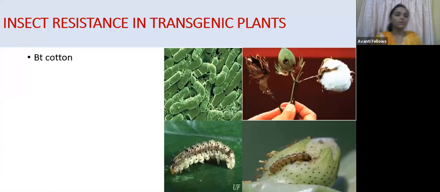Okay guys, now let us come to the insect resistance in the transgenic plant. Here I am taking the example of BT cotton. Can anyone tell me what this BT means? Have you heard, right? That is BT cotton, BT brinjal, BT corn. Tell me guys, what is this BT?